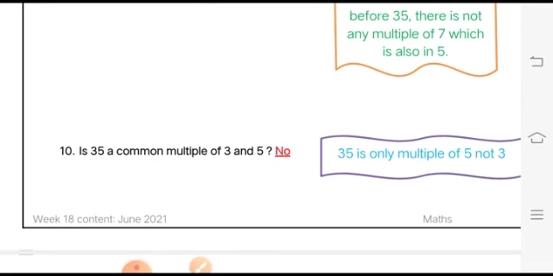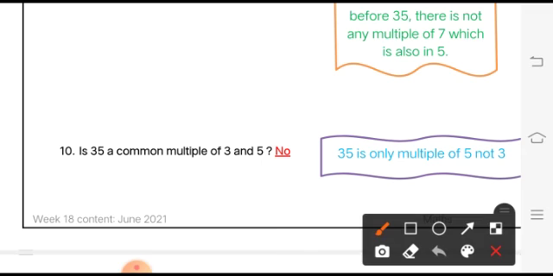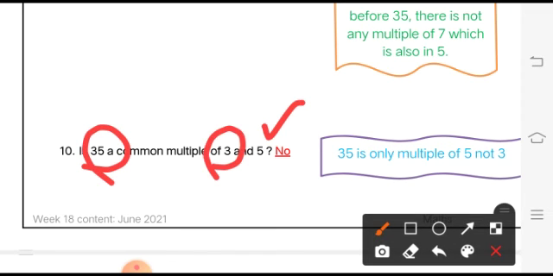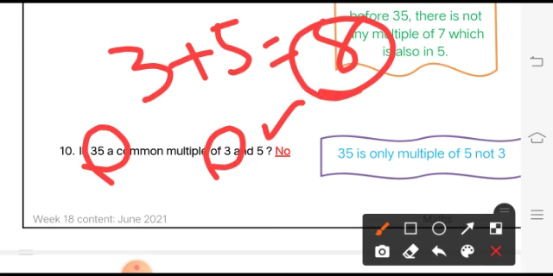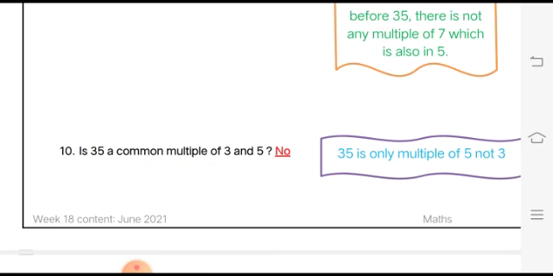Now the last question is, is 35 a common multiple of 3 and 5? If we observe the tables of 3 and 5, we can see that 35 exists in the table of 5, but it does not exist in the table of 3. And you can also check by the divisibility rule. If we see 3 plus 5 is 8, we know 8 is not divisible by 3. That means 35 is not divisible by 3. 35 cannot be a multiple of 3. When it is not a multiple of 3, then there is no question of being a common multiple. So the answer is no for part 10.